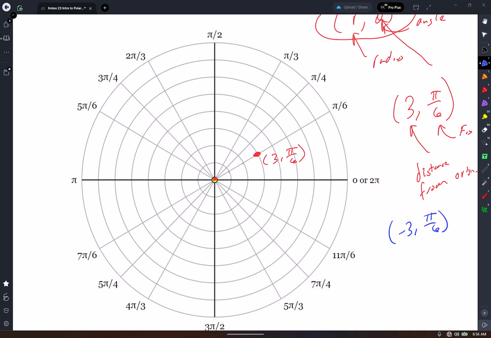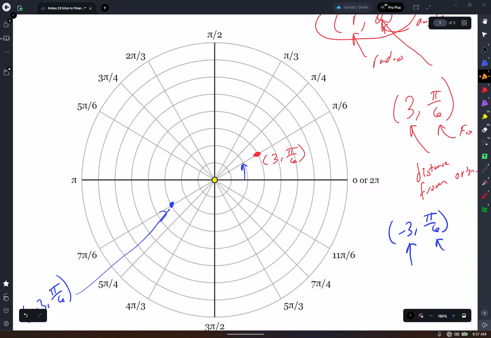So you're going to go to pi over 6 first. Here's pi over 6. It's this entire line, because pi over 6 is this angle, and I can be anywhere on that line. And you see that negative 3? You're going to count backwards. Start at the origin, and you go backwards. 1, 2, 3, point. That point right there is negative 3 comma pi over 6. And just like you're probably thinking, this point here is also 3 away from the origin, and that's 7 pi over 6. So that point right here could also be 3 comma 7 pi over 6.